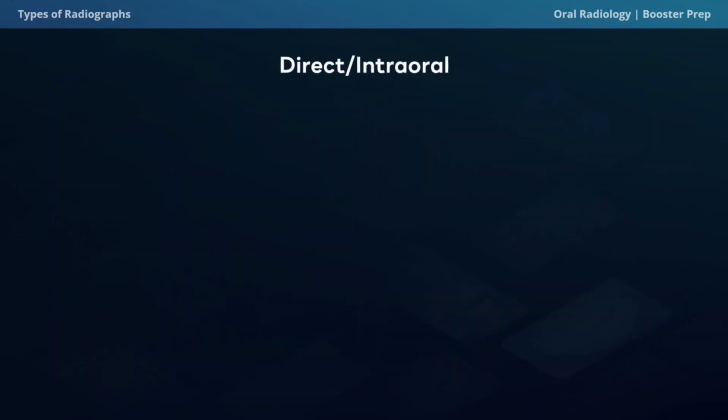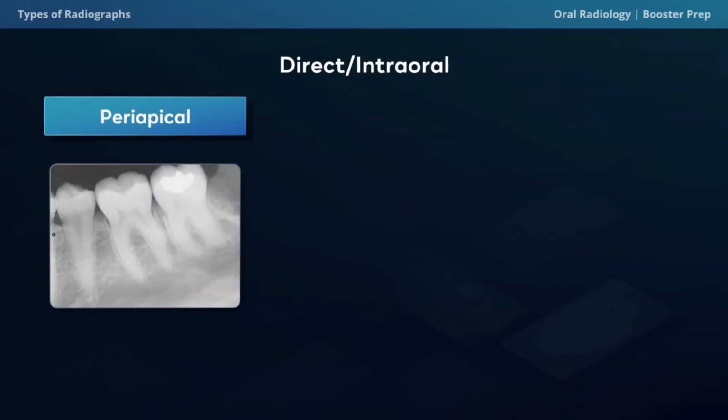Let's go over our direct and intraoral x-rays again. The first one is the periapical, and this one captures the entire tooth, including the root apices. It's super helpful for detecting caries in the front teeth, and it's also important for checking the root structure, the surrounding bone, and any other possible pathologies that can exist around the tooth's root.